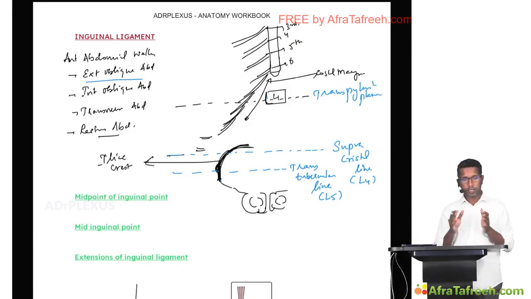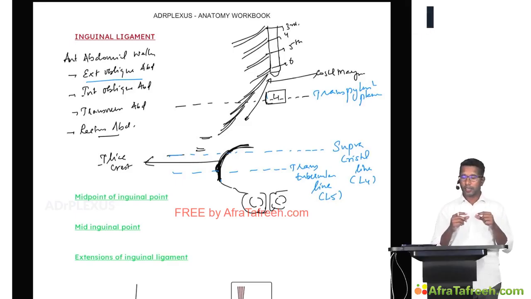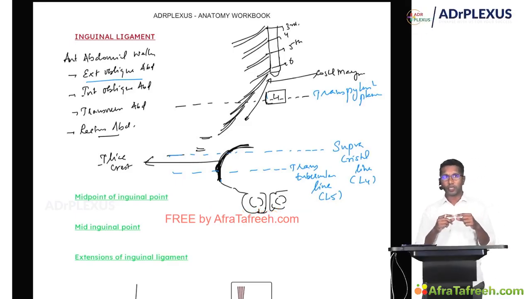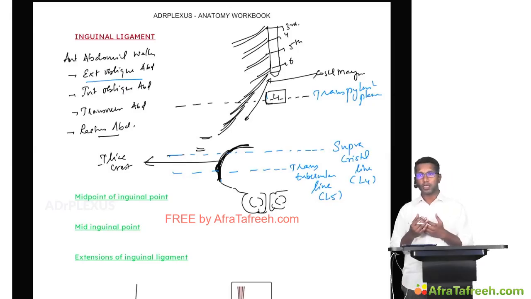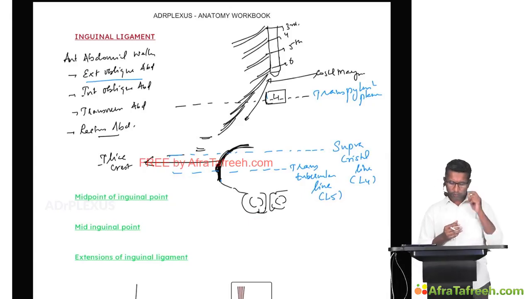Always remember, when a muscle is very broad and huge, it inserts by means of an aponeurosis. They don't form a tendon. A tendon is usually a cord-like structure, but the abdominal wall muscles insert by means of aponeurosis.